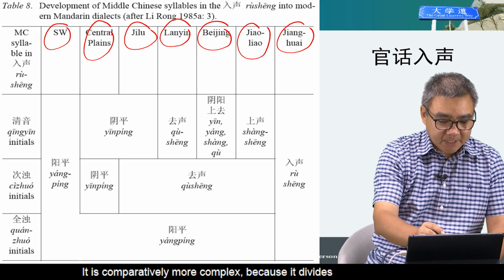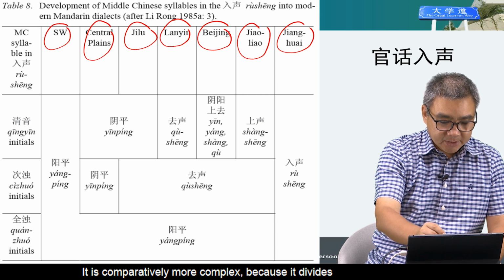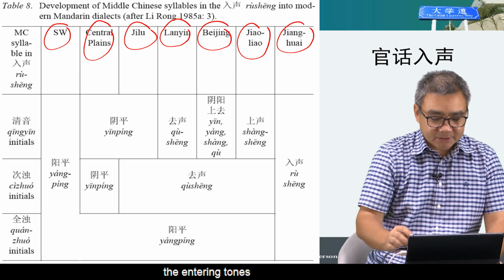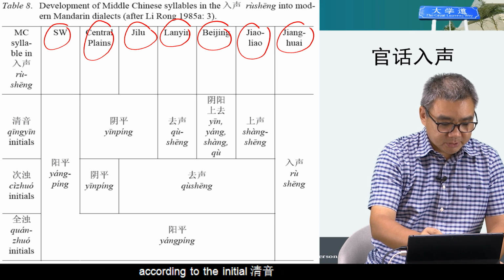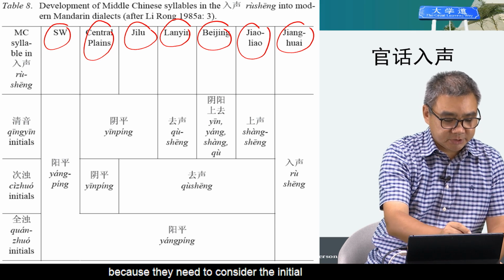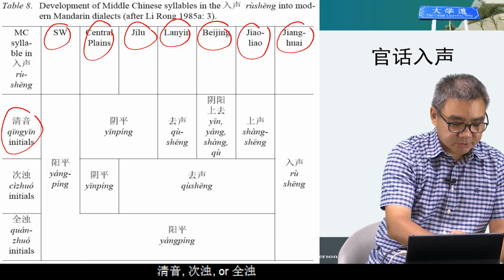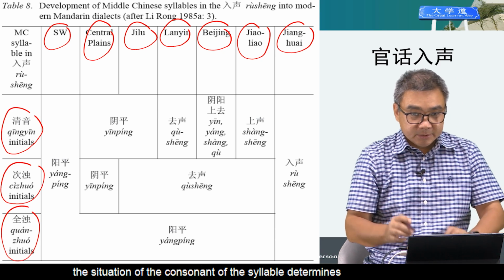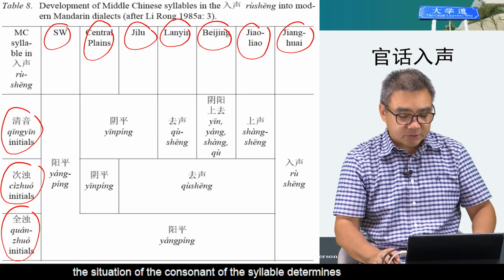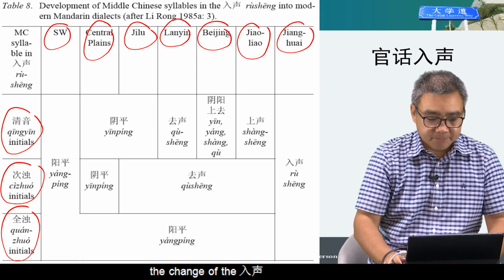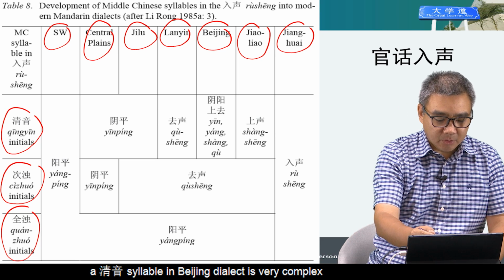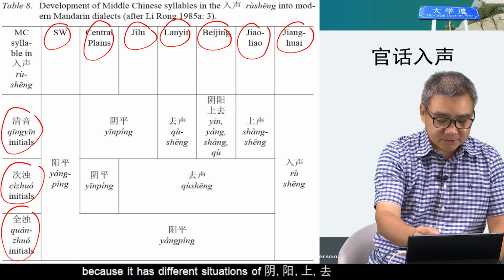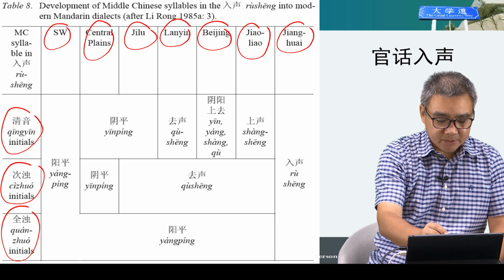While for Beijing dialect, it is comparatively more complex because it divides the entering tone into different situations according to the consonant, according to the initial, because you need to consider the initial 清音, 次浊 or 全浊. The situation of the consonant of the syllable determines the change of the 入声. For example, for 清音 syllable in Beijing dialect, it's very complex because it has different situations of 阴阳赏去.